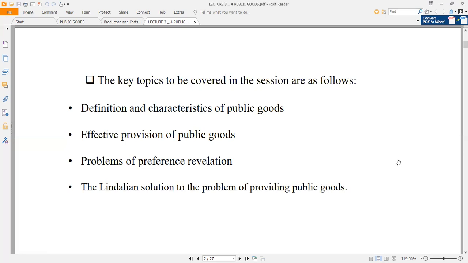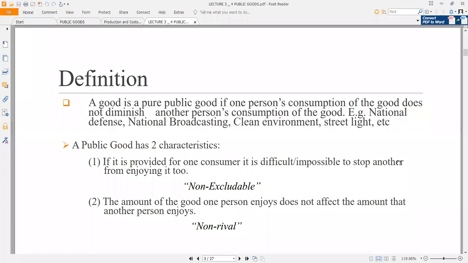Okay, so basically, when we talk about a public good, we are talking about a good that, just after the production of the good, the consumption of the good by one person does not diminish or reduce the quantity available for another person to consume. And also, you are unable to prevent others from consuming that commodity.